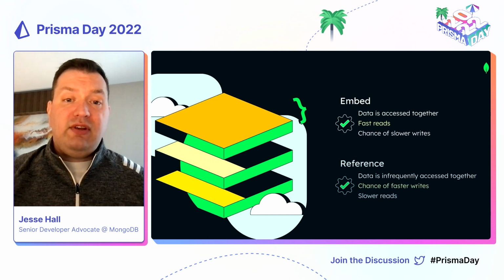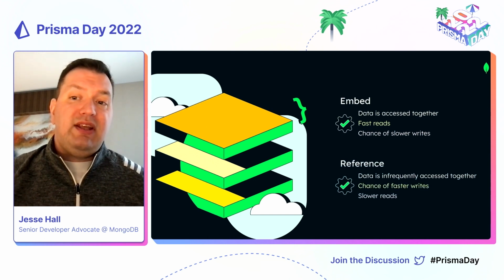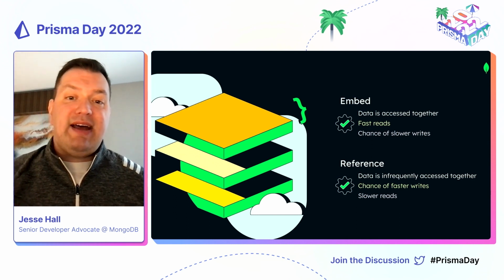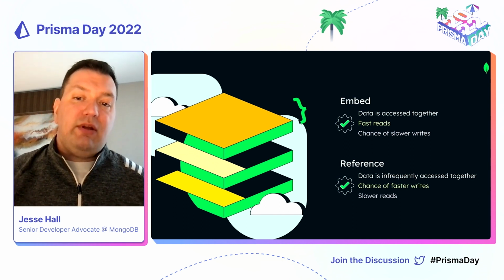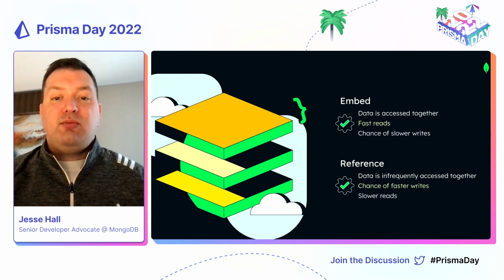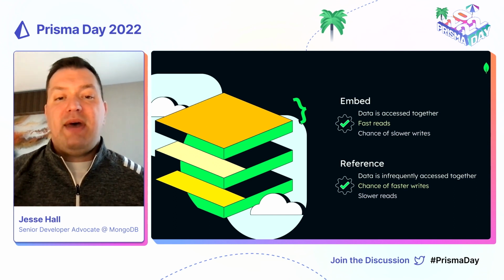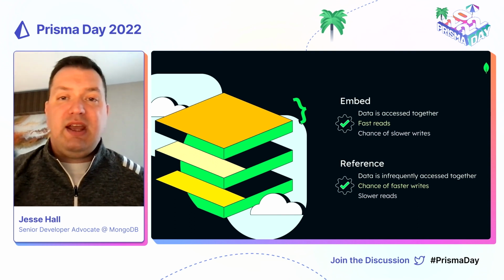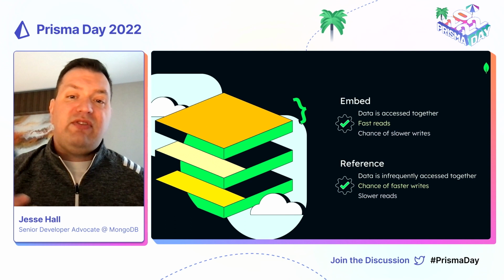You should use referencing for data that is infrequently accessed together. You're going to get faster writes because you're not duplicating data in this way, but you may get slower reads because we'll have to reference multiple collections to join the data back together. And so you have to decide what is more important for your application. Do you want faster reads or faster writes?